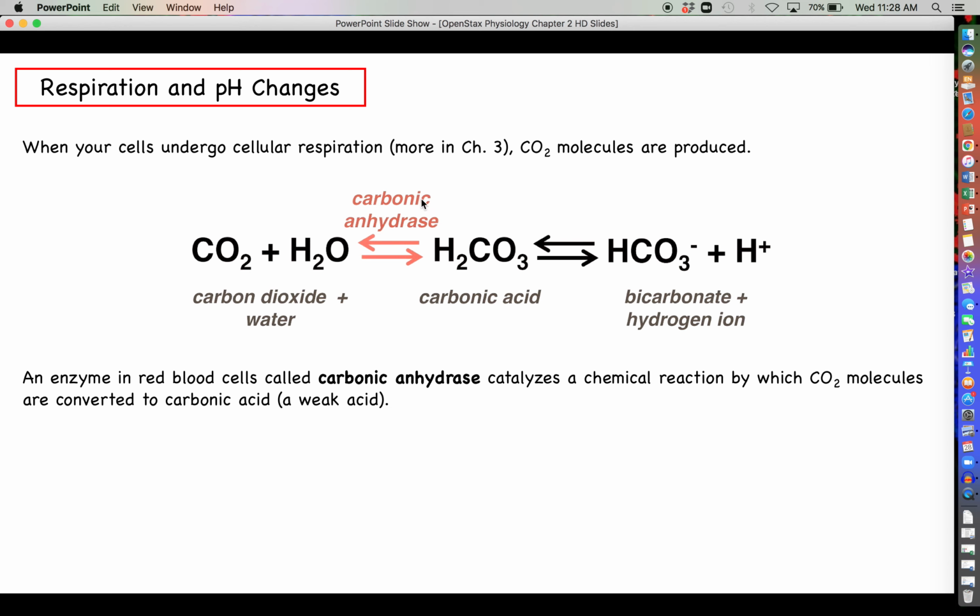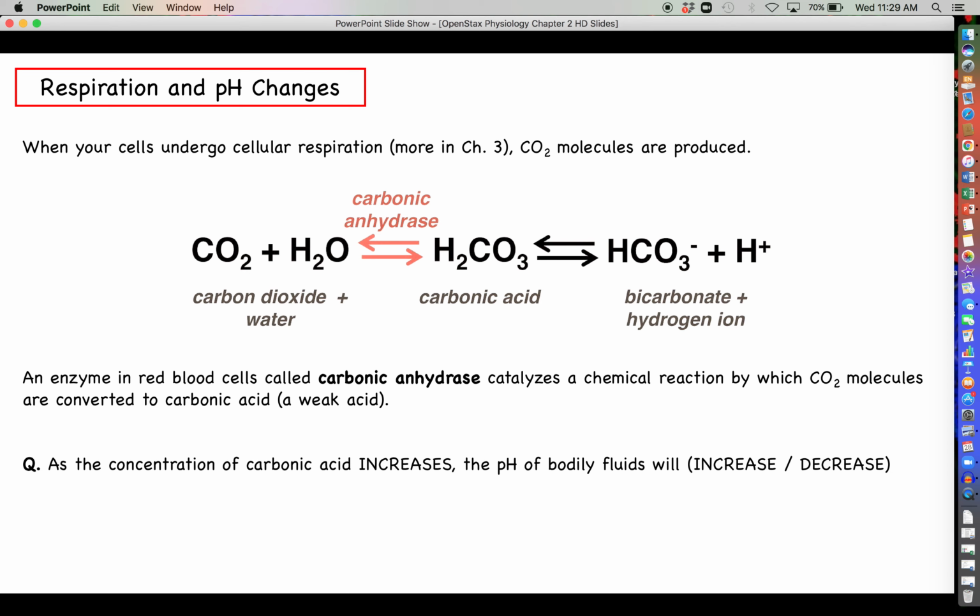You can ignore this carbonic anhydrase signifier right here. We'll learn more about this enzyme a little bit later, so don't worry about it too much right now. All you should be thinking about right now is that every time cellular respiration happens, you dump off carbon dioxide into the blood. And as carbon dioxide starts to build up in the blood, it turns into carbonic acid, which can then dissociate into bicarbonate and hydrogen ions. Well, every time this happens, we are increasing the concentration of hydrogen ions in the blood. So, if you're keeping up here, that sounds like kind of a problem.